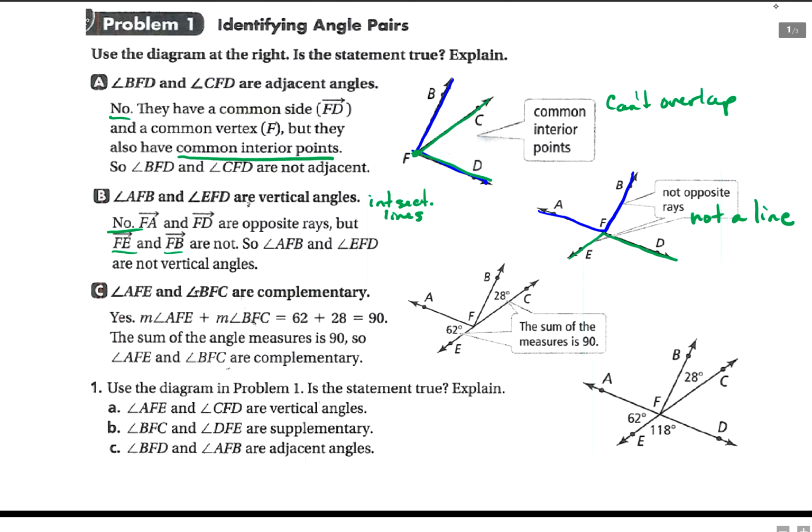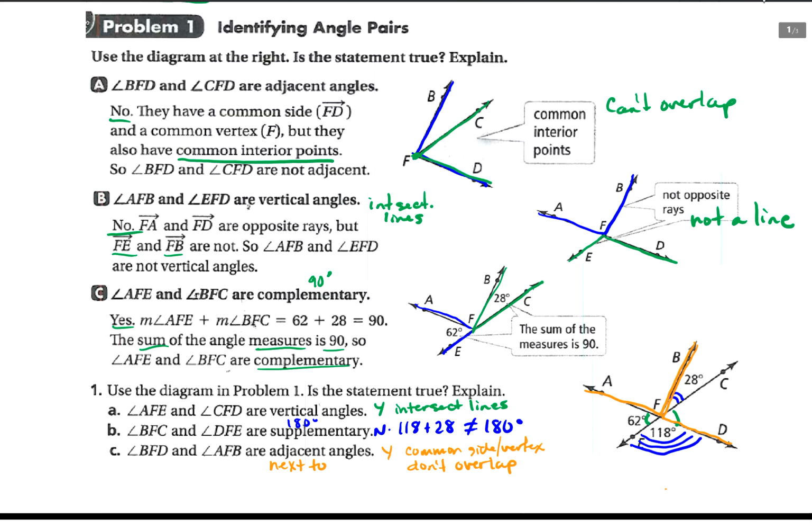And the last one here, angle AFE and angle BFC are complementary. Well, I'm going to make a little note to myself here. I know that complementary means that they add up to 90 degrees. So let's find angle AFE. I'm going to mark AFE and BFC. And I look at them, 62 plus 28, that equals 90. So the sum of the angle measures is 90. So yes, they are complementary. All right, pause the video and do the next problems.